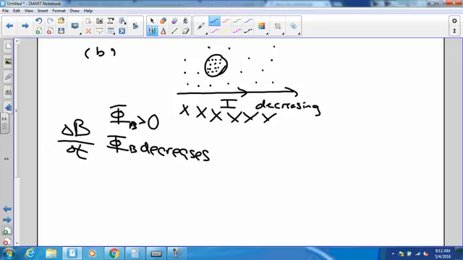I don't know what to do in this case. Aha! Now we appeal to Lenz's law. The wire will generate a current that will oppose that change. Okay, so it'll try to keep the flux up. Yes. Okay. Field in which direction?